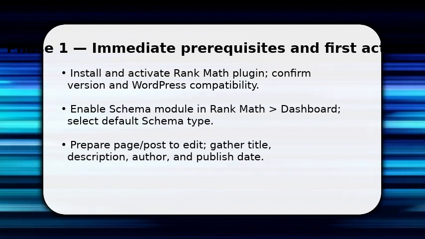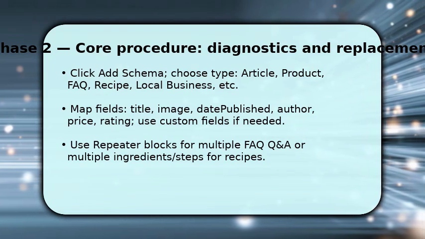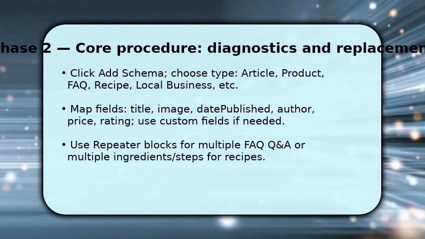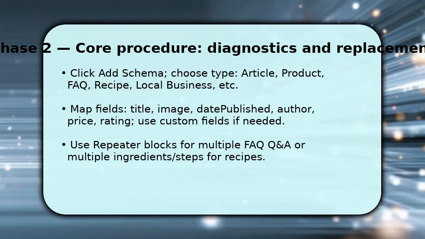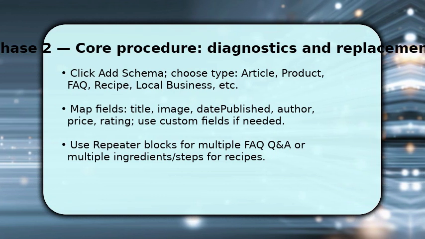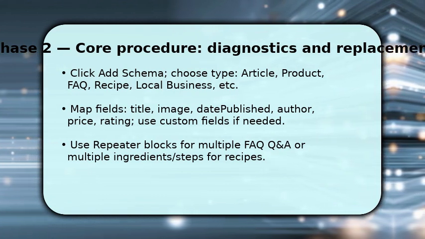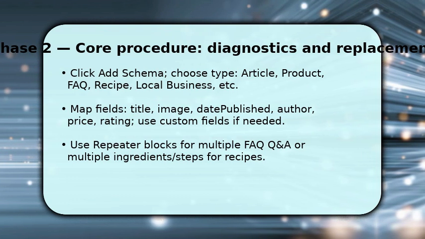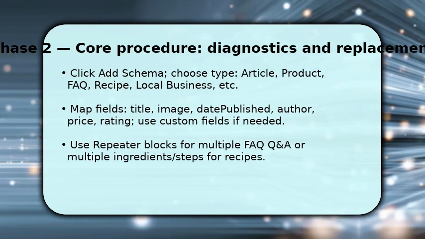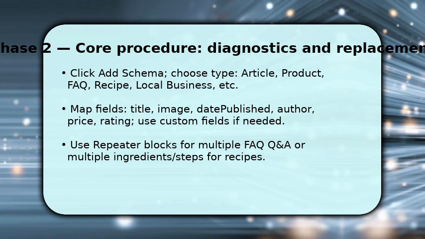You now add the specific schema type that matches the content. Choose article for posts or product for e-commerce pages because correct type influences search features. Once chosen, map each required field: title, image, date published, author, price, or rating, and pull values from post data or custom fields. This ensures accuracy and avoids duplication.